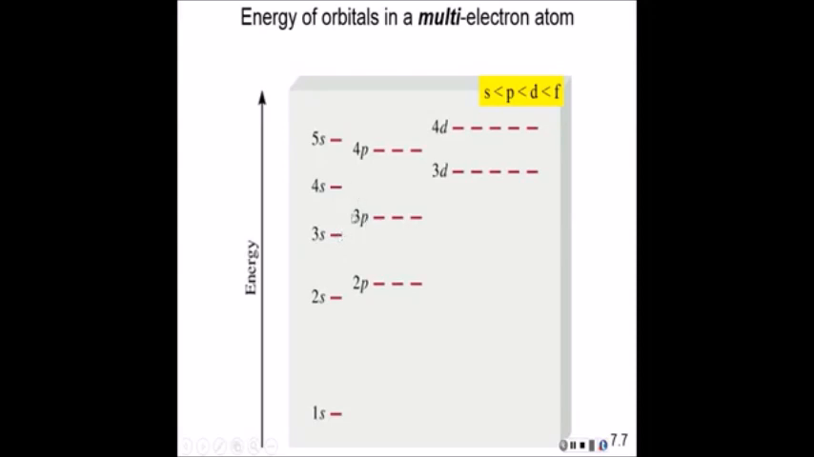Now here's something interesting. The 4s is a lower energy orbital than the 3d. That means electrons will occupy the 4s orbital before they'd occupy the 3d. Now there is a way to come up with the order that these things go in. I'm going to show you that later. We're going to use the periodic table for that.